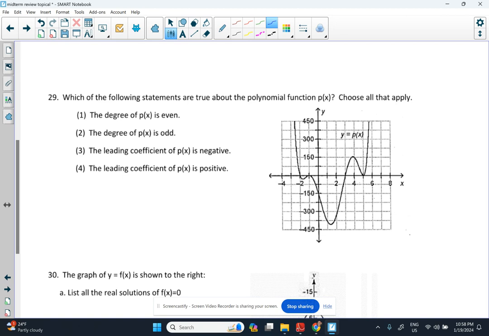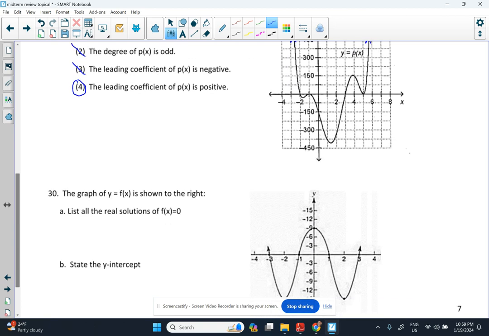Let's skip to number 29. You're given a polynomial, and from that we have to find out which of the following statements are true. Is the degree of the function even? That would be correct because we see that both ends are going in the same direction. So it's an even degree. So it can't be choice 2. Is the leading coefficient negative? No, we see that both ends are going up, so we know we have a positive leading coefficient.